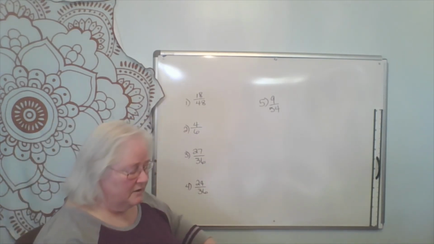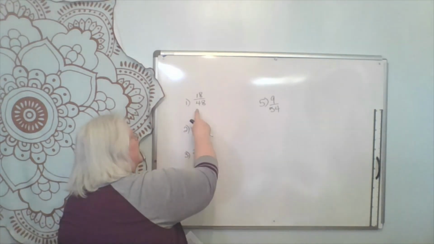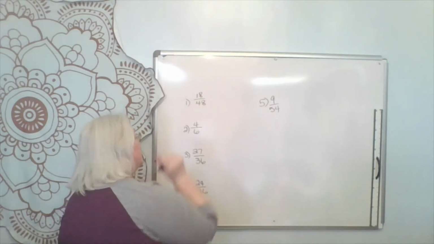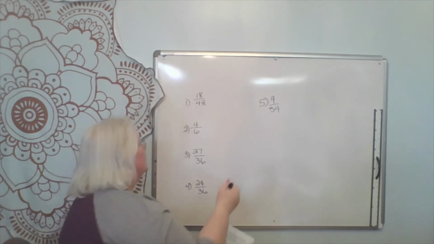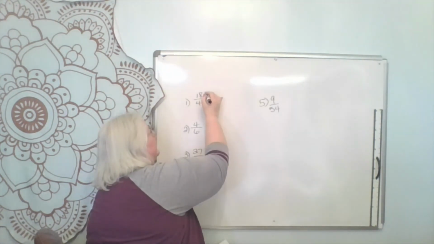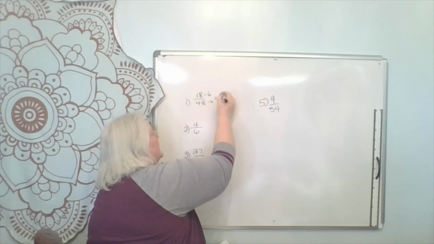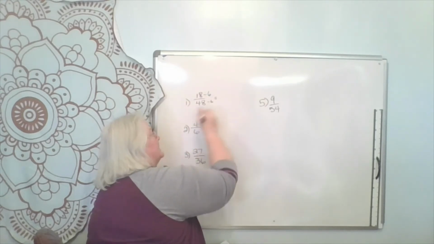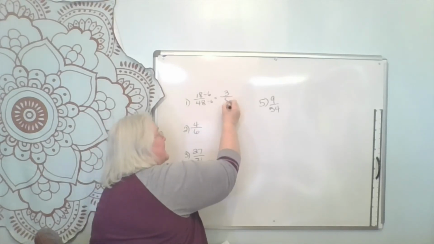Okay, so let's see if you got the answers right. What will go into both 18 and 48? And I think it's going to be 6. Oh, 6. So 18 divided by 6 is 3. 48 divided by 6 is 8.